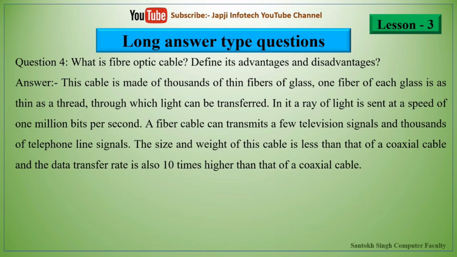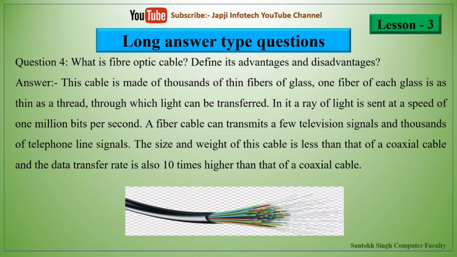A fiber cable can transmit a few television signals and thousands of telephone line signals. The size and weight of this cable is less than that of a coaxial cable, and the data transfer rate is also 10 times higher than that of a coaxial cable.